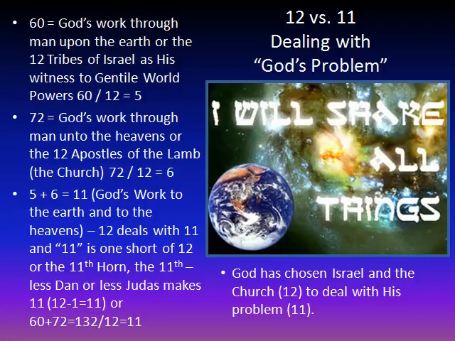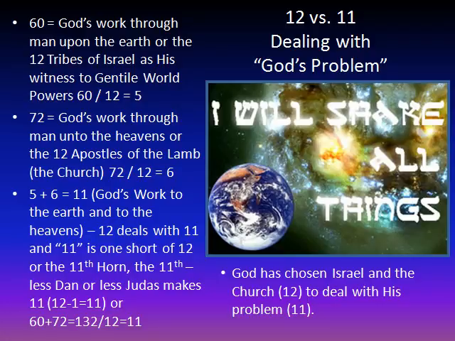God's work on the earth, and now God's work in the heavens. Let us take the 5 upon the earth and the 6 unto the heavens. That will equal 11. That is, 5 plus 6 equals 11. God's work to the earth and to the heavens. 12 deals with 11, and 11 is 1 short of 12, or the 11th horn.